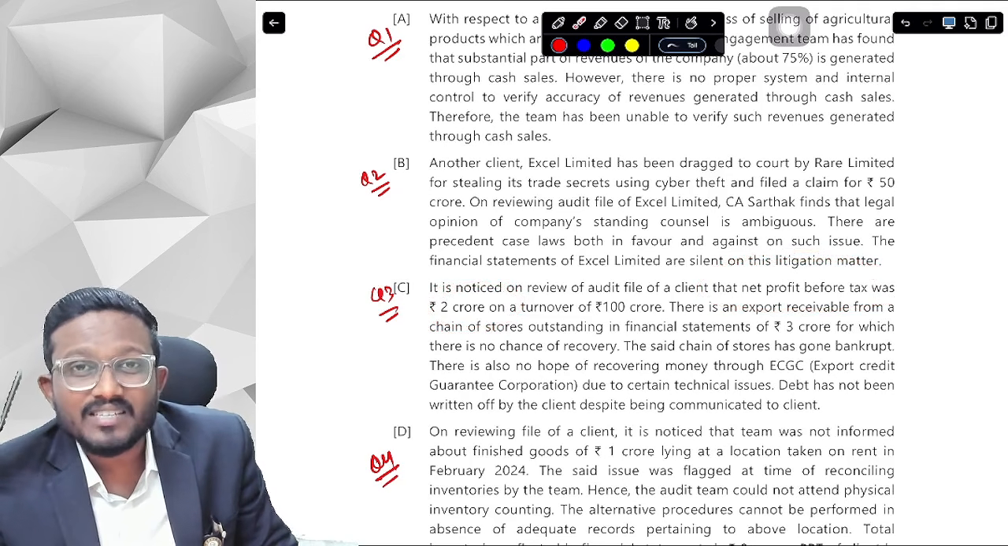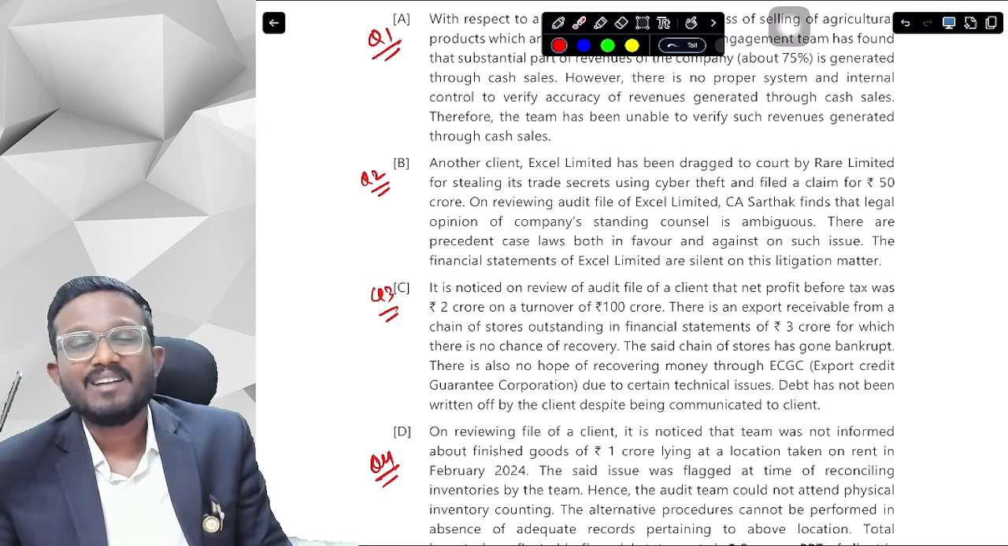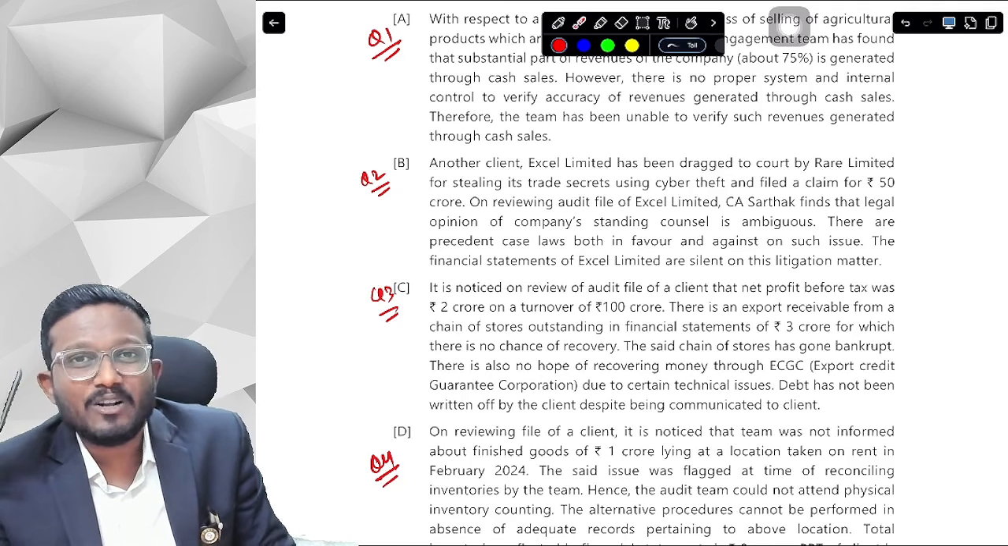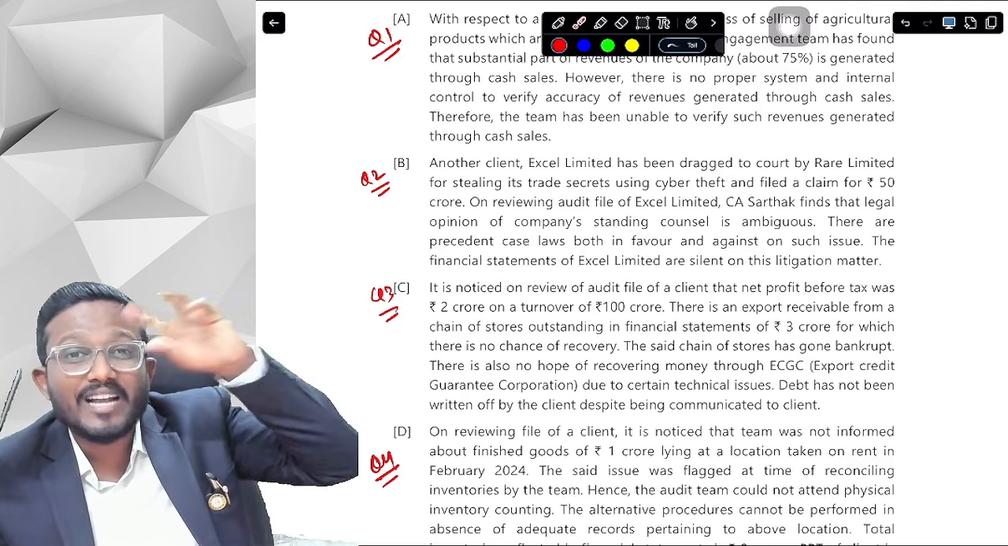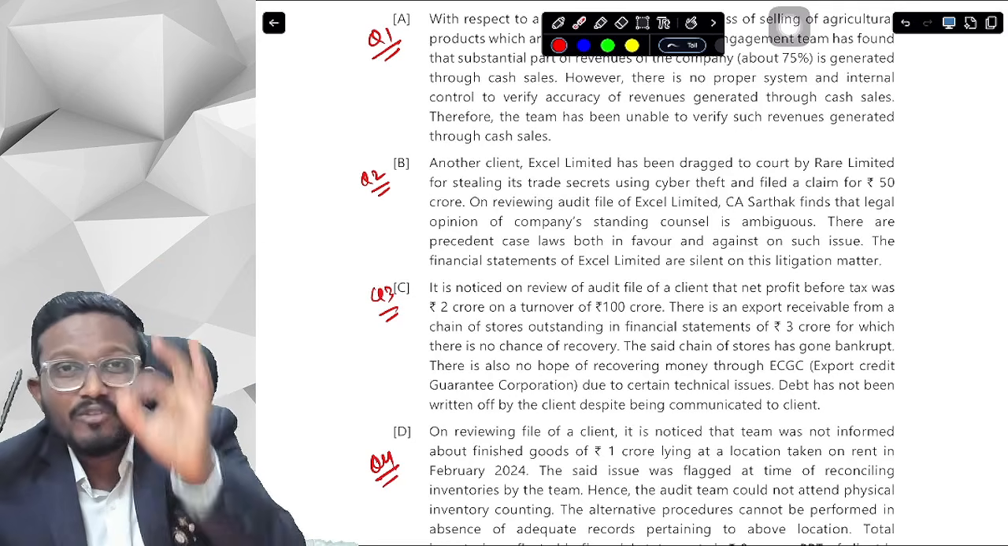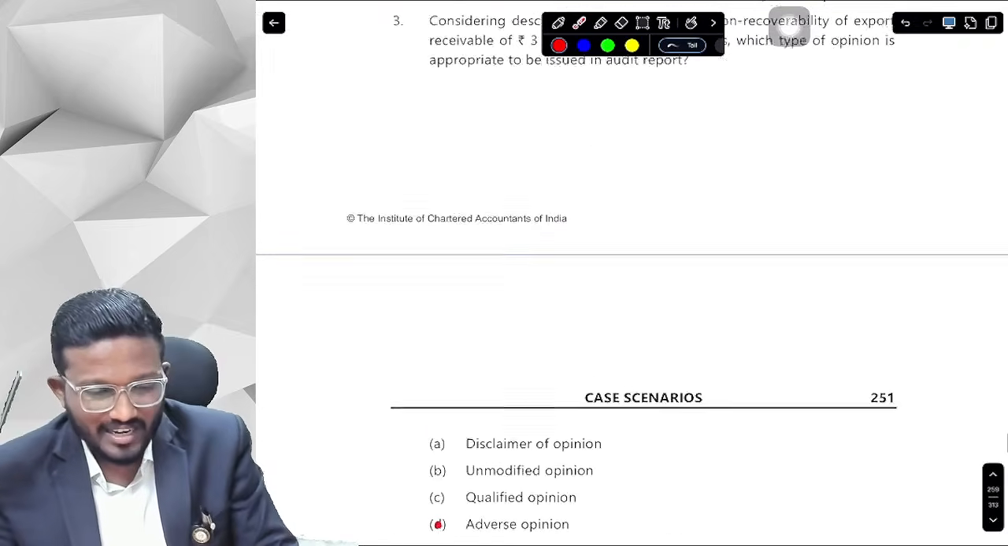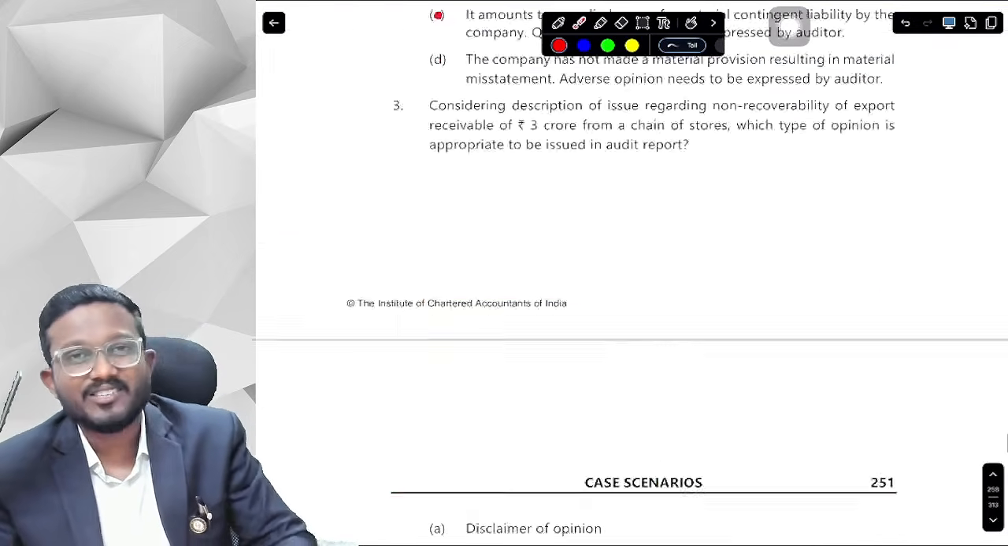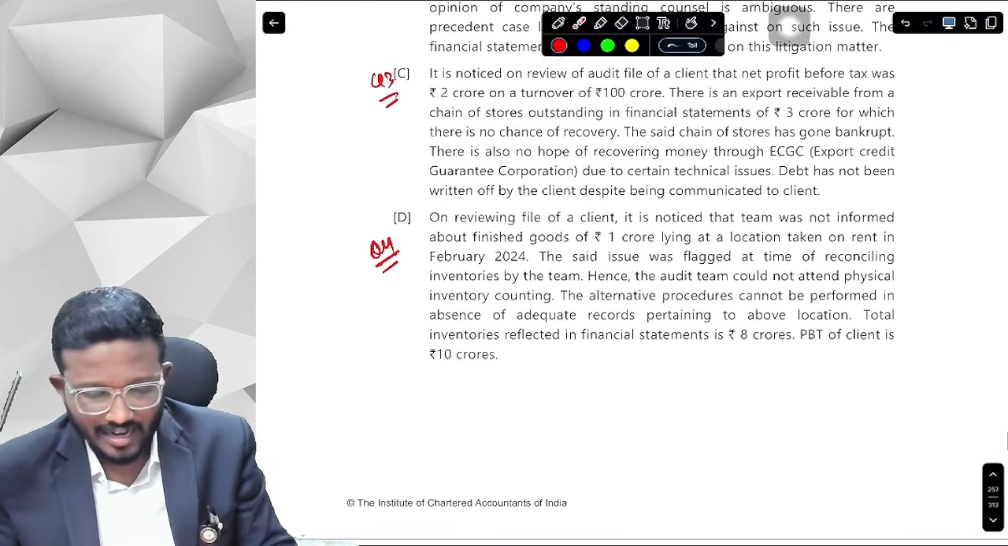Now, does this 3 crore misstatement, because it is not recorded in bad debts, be considered material and pervasive? Yes, because if we recognize this bad debt of 3 crore, our net profit before tax of 2 crore will become a loss of 1 crore. Therefore it is material and pervasive, and therefore we will issue an adverse opinion in this particular case. So what will we give, sir? Adverse opinion.